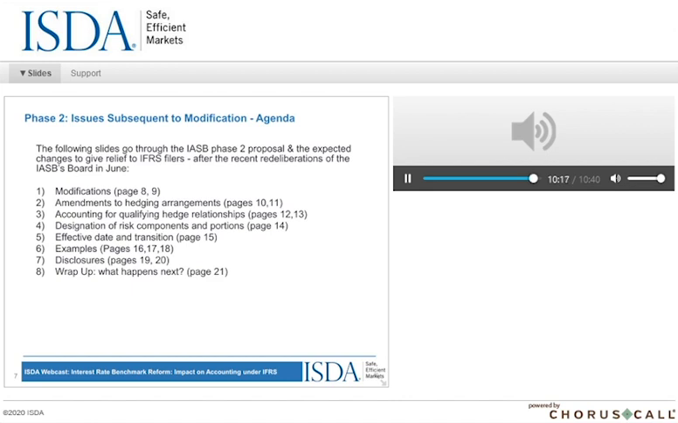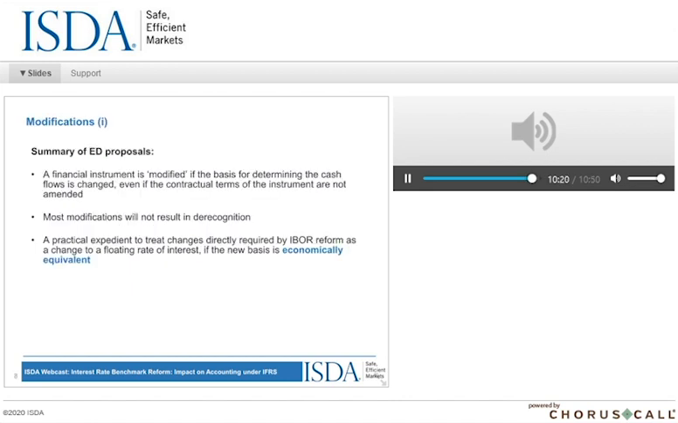So if I move to the next slide, I'll start talking about modifications. I'm going to pull out three key elements of the ED's proposals. The first is to include in the scope of modifications for this exercise where the way that the benchmark is calculated changes, even if there's no change to the contractual terms of the financial instrument. So an example will be back last October, EONIA was redefined to be equal to €STR plus 8.5 basis points.